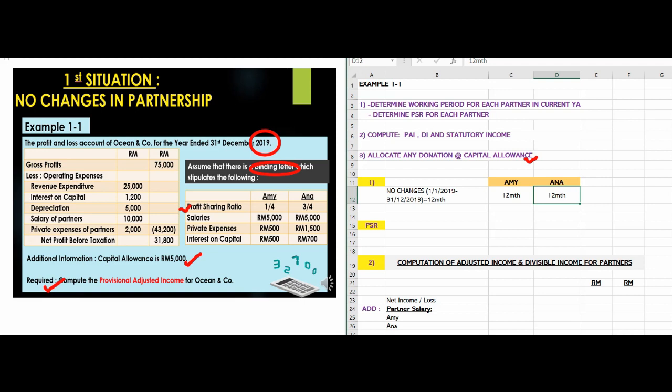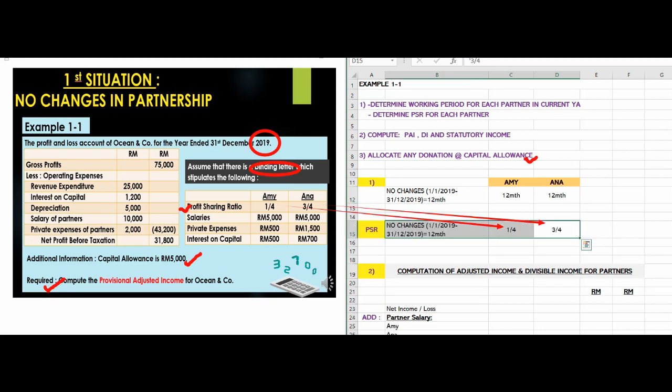So number 2, you have to determine the PSR part. So here the PSR part, you are going to put it here for Amy and for Anna. Okay. So Amy is 1 quarter, Anna is 3 quarter. So number 1 is settled. So we already answered part 1.